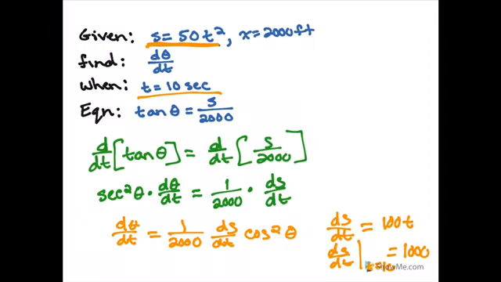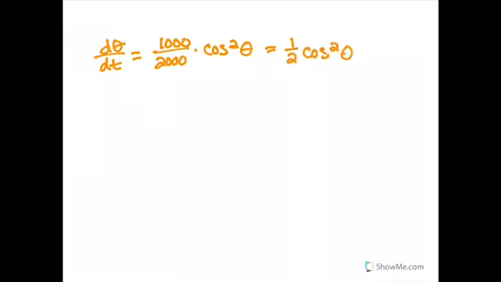Okay, so let's see what we got going on here. I have d theta dt equals 1 over 2,000 times 1,000 times cosine squared theta. So that's 1,000 over 2,000, which we can write as 1/2 cosine squared theta. We don't know what cosine squared theta is. We need to go back to our diagram and our when.